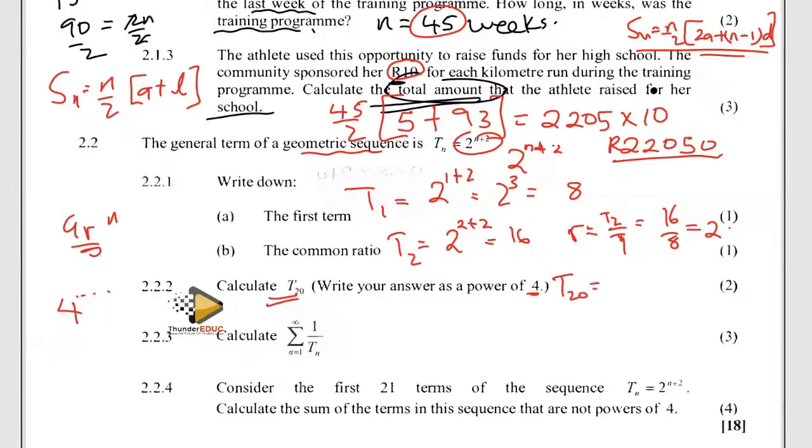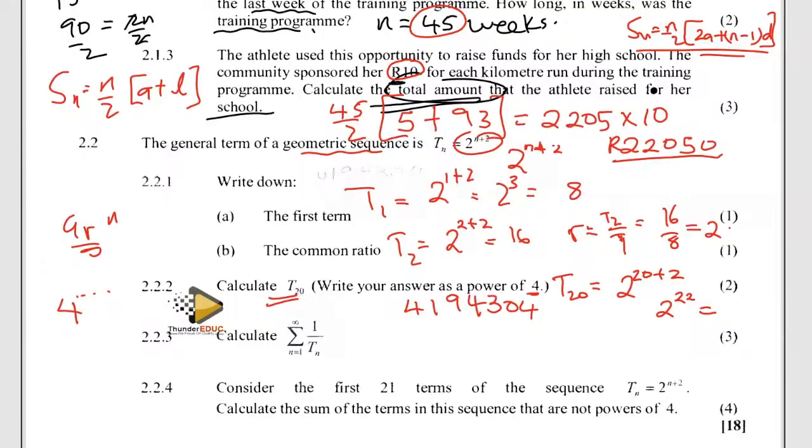So meaning 20 is going to be 2 to the 20 plus 2, which means 2 to the exponent of 22. When you simplify that, 2 to the exponent of 22, what do we get? We get a very big number. I'm having 4194304.